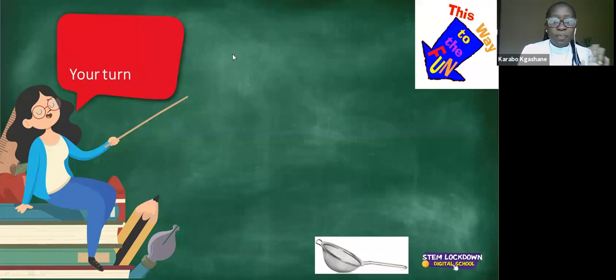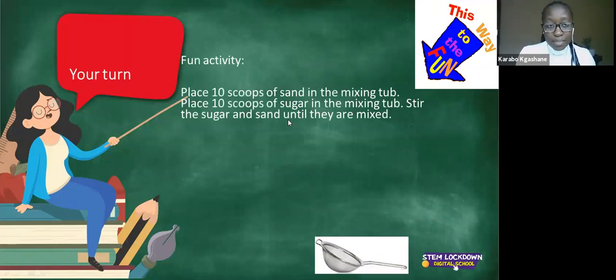Awesome stuff. So I was saying that you're going to have a fun activity to do at home. Obviously, you need to ask your parents for permission to do so, but it's going to be very, very fun. What you need to do is place 10 scoops of sand in a mixing tub. Since we've all been on lockdown, we can't go anywhere, but how about just take a walk in the garden and grab 10 scoops of sand and put them in an old tub, an old ice cream tub or something that mom is not using. 10 scoops of sand in a mixing tub and also 10 scoops of sugar in a mixing tub.